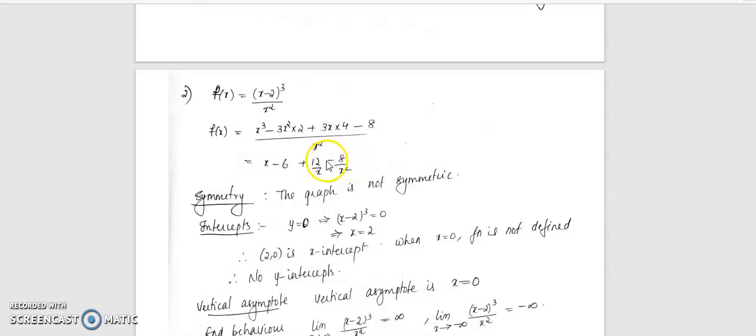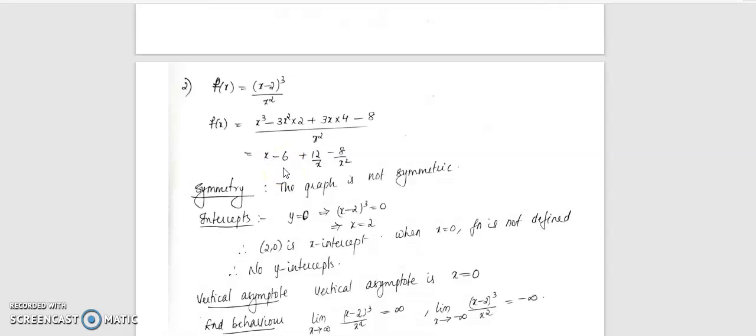As x approaches infinity, these two terms become 0. So you will have x minus 6. This is a case where you have an oblique asymptote. So y equal to x minus 6 is going to be an oblique asymptote. Okay, let us see all the other analysis and we'll come back to the asymptote.